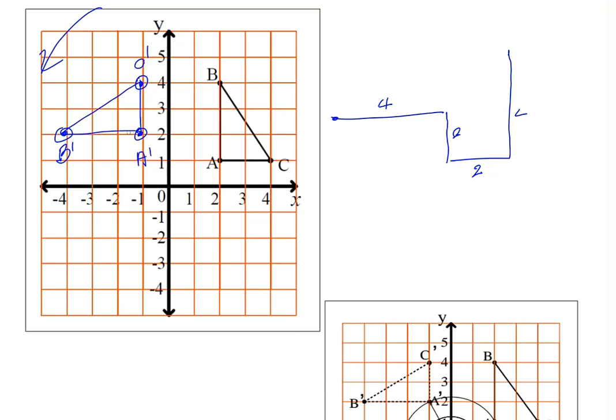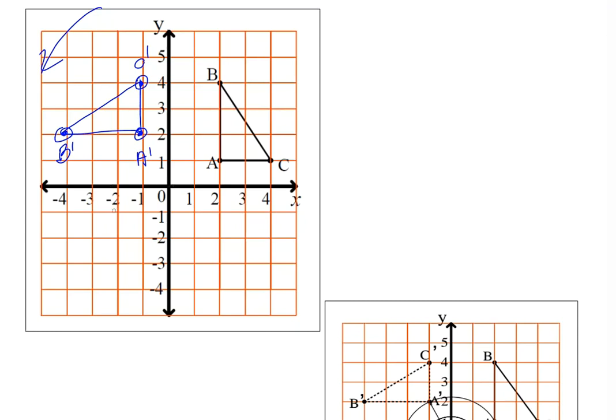So what do I observe? AC was horizontal, and it became vertical. So in a 90-degree rotation, horizontal lines become vertical and vertical lines become horizontal. All right, I can do the same thing again. So that is a 90-degree rotation.